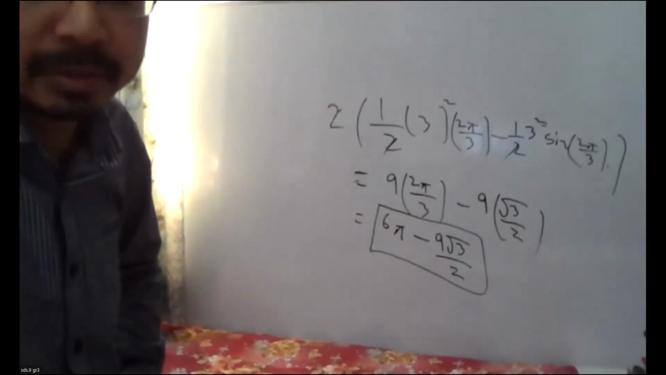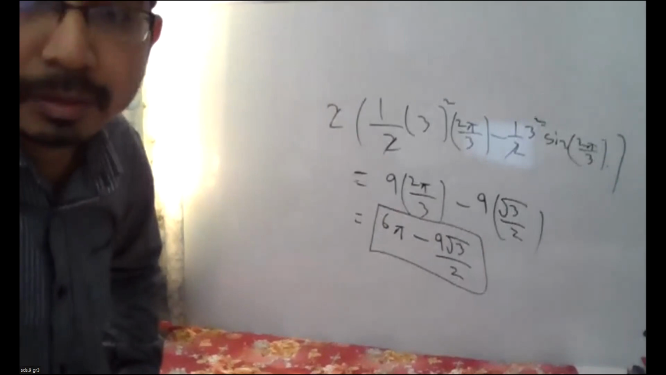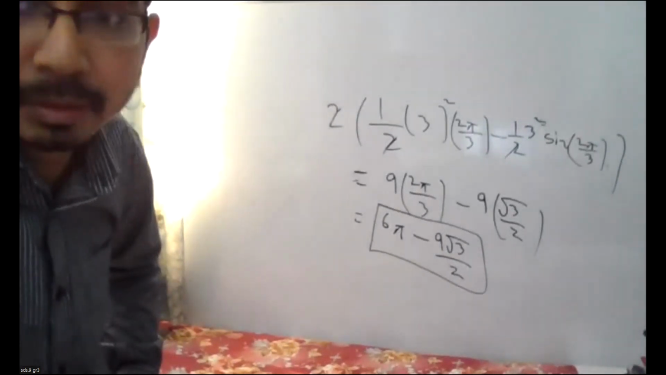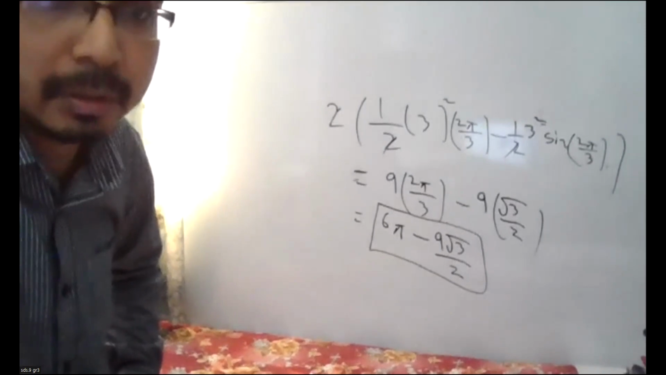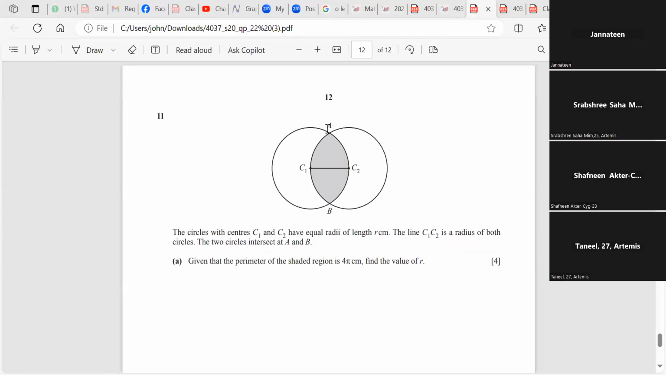Did everybody get the point? Basically, the area of one segment is area of sector minus area of triangle. From there, we are subtracting the area of the triangle, half AB sine theta, that is half 3 square sine 2π/3. Then I have to multiply by 2 because it's basically 2 segments. So if I multiply and then simplify, I get the answer. Did everybody get this?